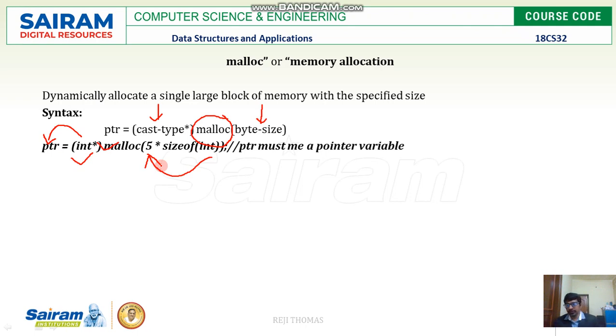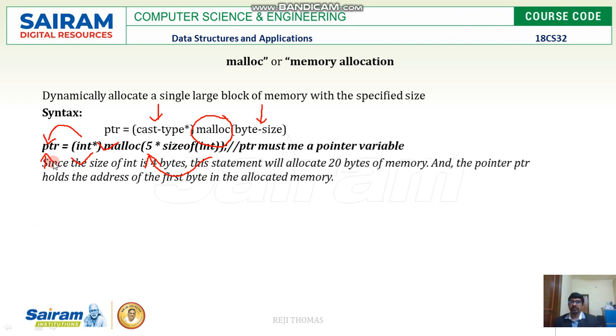So what this is going to do is allocate space for 5 integers, and the allocated space's starting address will be stored in the variable called ptr. It is as simple as this. Think that your integer takes 4 bytes, so it is going to allocate 4 bytes for every integer. We ask for space for 5 integers, so 20 bytes of memory will be allocated.